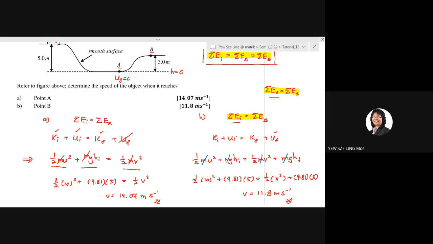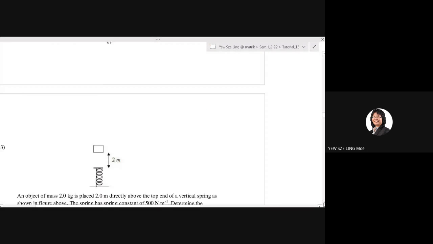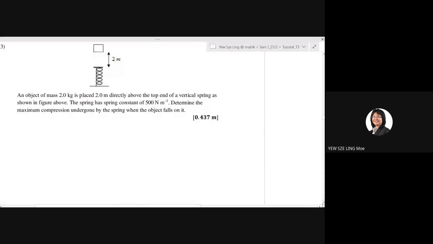All right, so now let's proceed to the last question. This question is, I would say, a bit tricky. Why a bit tricky? Because it doesn't tell you where h equals 0, and if you use different positions, you are going to use different methods to solve it. So that's why I say this question is a bit tricky. Now, for me, I will use the horizontal plate. So let's go through the question first.